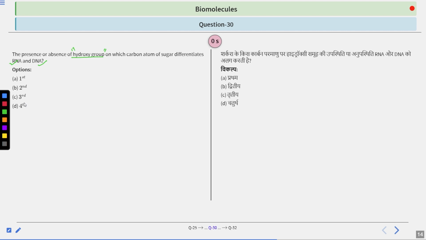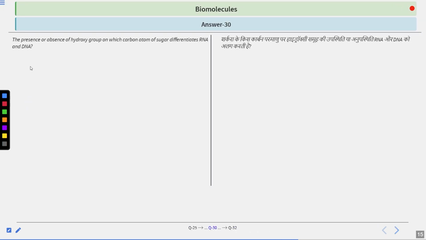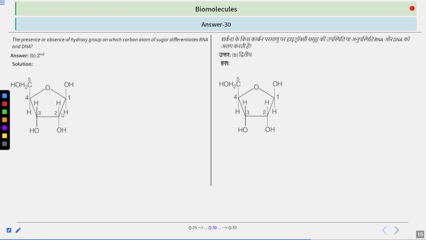Okay, let's see. The correct answer for the given question is option B, that is second. This is the structure, and you can see that at the first position, that is the first carbon, we have OH and H. At the second carbon we have H and OH. At the third carbon we have H and OH. At the fourth carbon we have H, and the fifth carbon has the CH2OH group.